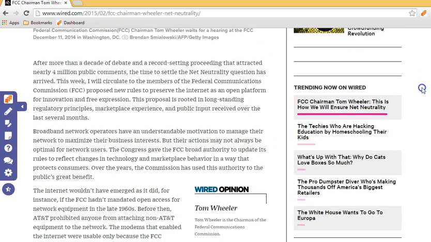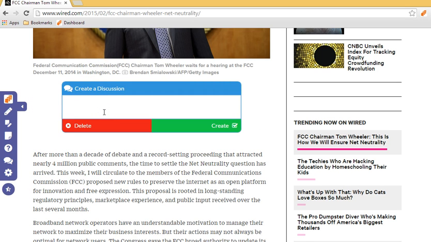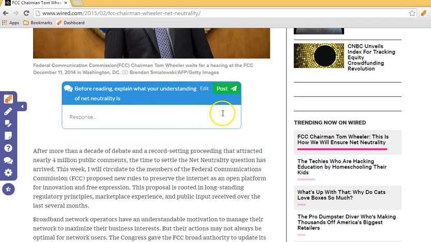So I think one of the things that's important to me, like I said, is higher level thinking, the discussion feature that we can use with DocentEDU. So I'm going to have a discussion right at the beginning, and my discussion is going to be, before reading, explain what your understanding of net neutrality is. And this is really going to help my students get their brains thinking, get them in the right place, get them going. So tell us a little bit more about discussions.